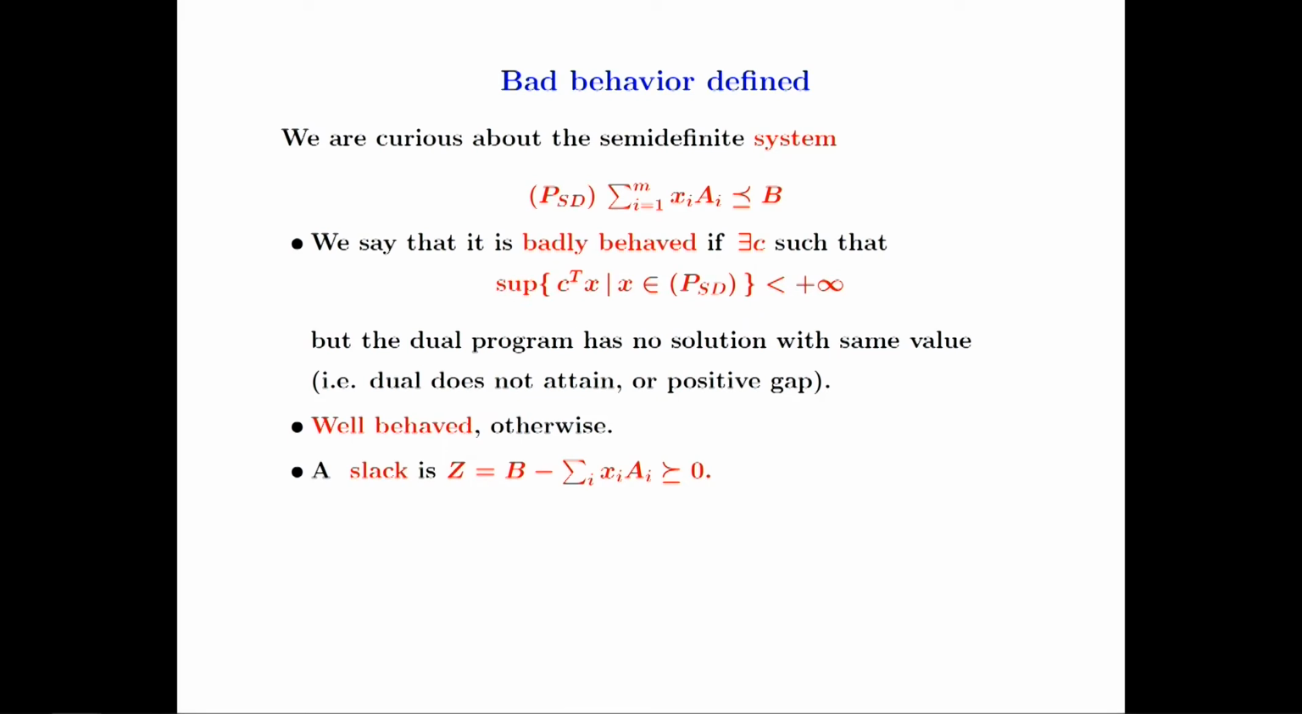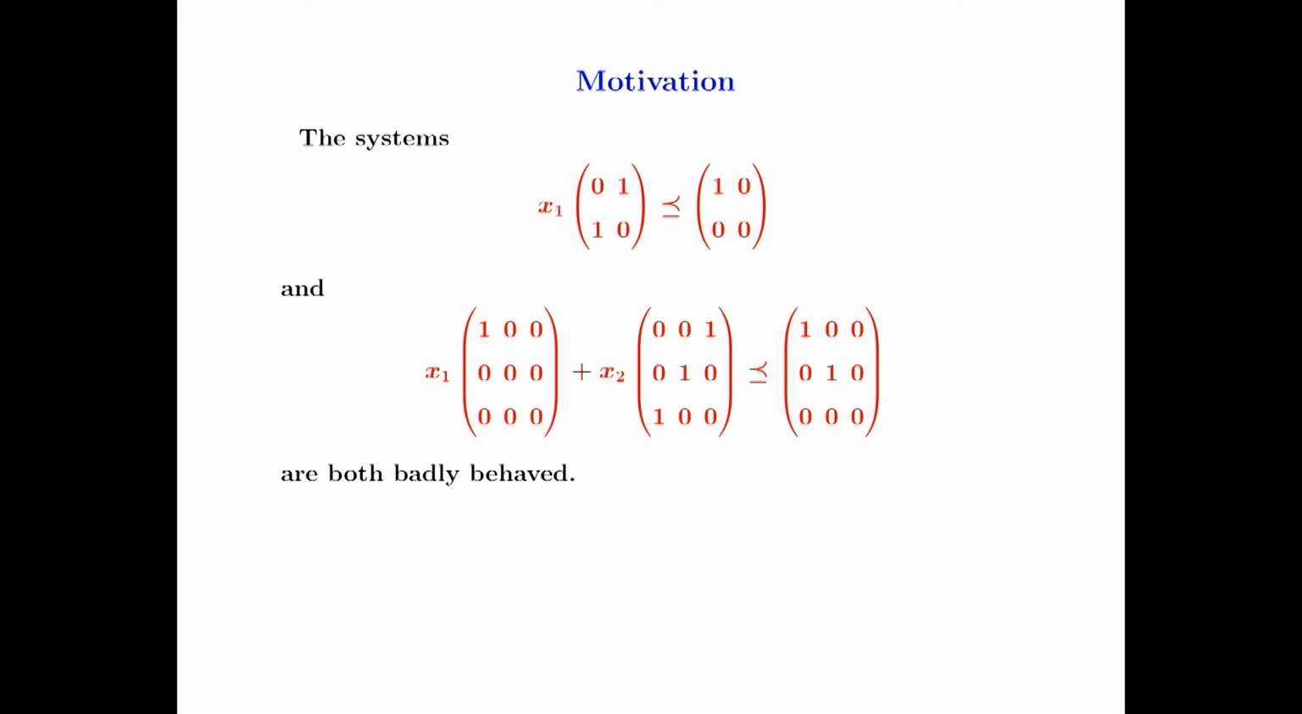And what is a slack? Now, that's the only definition that I'm going to need. A slack is a positive semi-definite matrix, which is B minus some sum of xi Ai. So that's a slack that takes up the slack between the right-hand side and the left-hand side, just like in linear programming. And that's the only definition that I'm going to need, and we can already state a theorem about this. So the theorem is, okay, sorry, it's not yet.